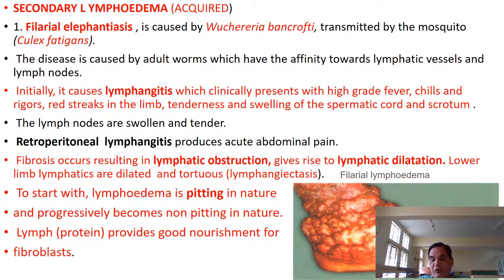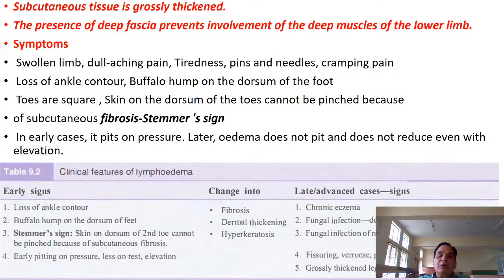This is a photograph of chronic lymphedema. In early cases, lymphedema is pitting. Progressively, it becomes non-pitting. And lymph is very important. It gives good nourishment for the fibroblast. That is why fibrosis occurs very fast. This is how lymphedema progresses. Subcutaneous tissue is grossly thickened.